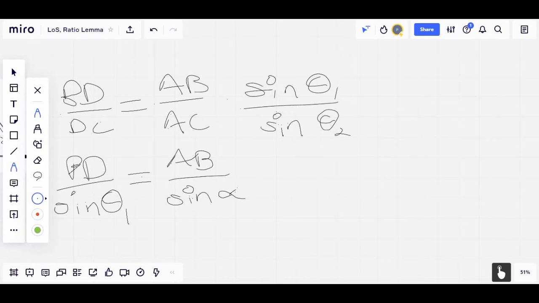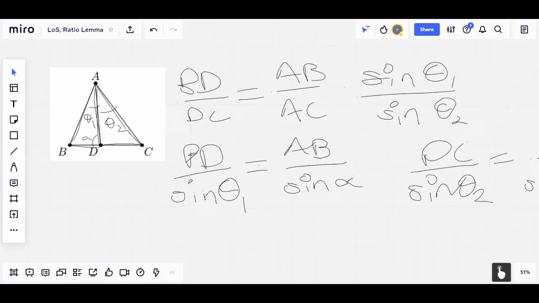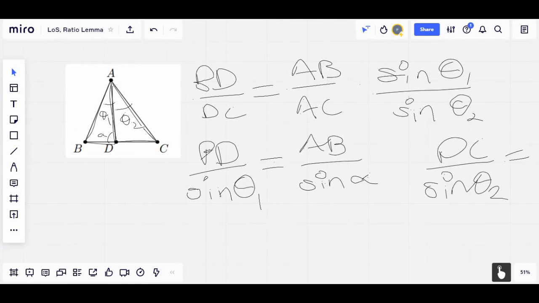Okay, apologies that we cannot see the diagram anymore, but moving forward, DC divided by sine theta 2 equals AC divided by sine. If you need to see the diagram, you can go back in the video. Okay. So here, notice that we have that ADB is alpha, and now we want to use ADC. And remember that ADC is supplementary to ADB, meaning that the measure of ADC is 180 minus alpha.